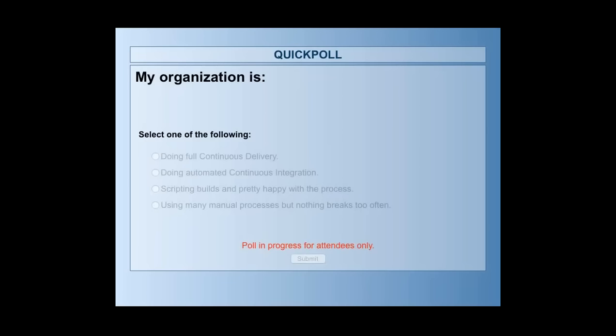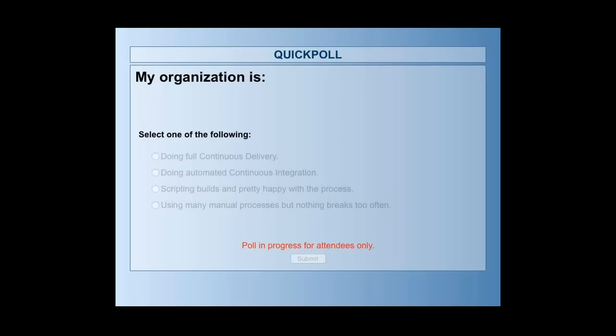Okay, and next question. And guys, rather than putting your answers in the question section of the control panel, if you can click on the answers on the screen, it'll help us get that tabulated. My organization is, select one of the following: doing full continuous delivery, doing automated continuous integration, scripting builds and pretty happy with the process, using many manual processes, but nothing breaks too often. And again, just select one of these if possible, and we'll give you a few seconds to do that. So we'll give you 5 more seconds. 5, 4, 3, 2, 1.